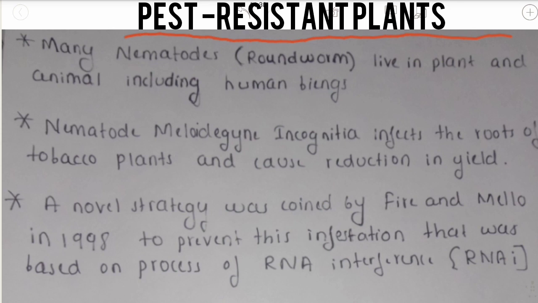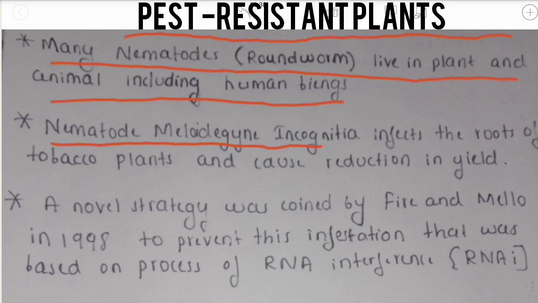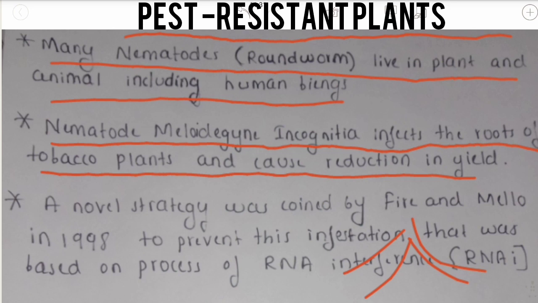Pest resistant plants: protection against nematodes. Many nematodes, which are roundworms, live in plants and animals, including human beings. So nematodes are basically roundworms. They live in plants as well as in animals. They can live in human beings as well. The nematode Meloidogyne incognita infects the roots of tobacco plants and causes a reduction in yield. This is really harmful as it reduces the crop yield. Okay, so we need a solution so that it cannot reduce the yield.